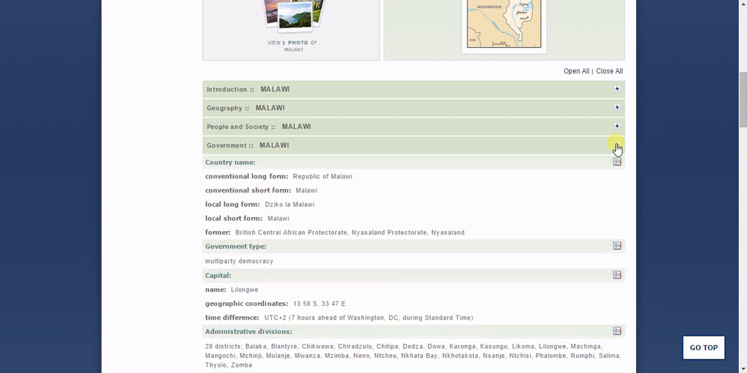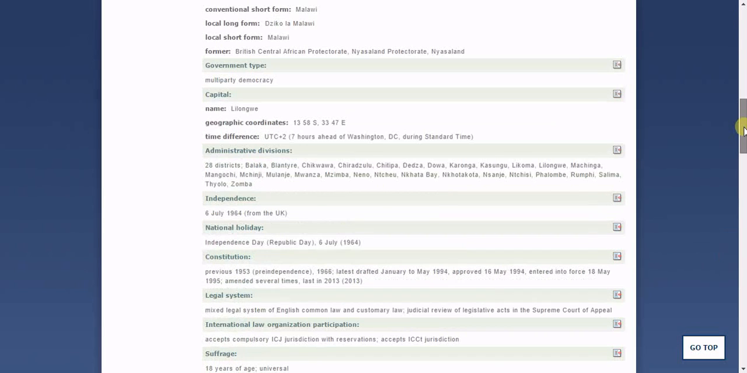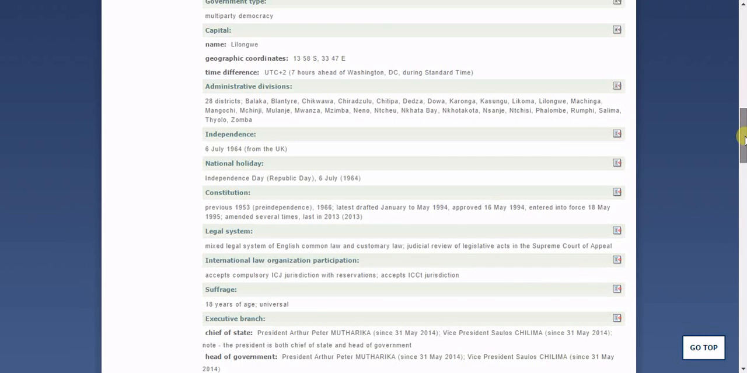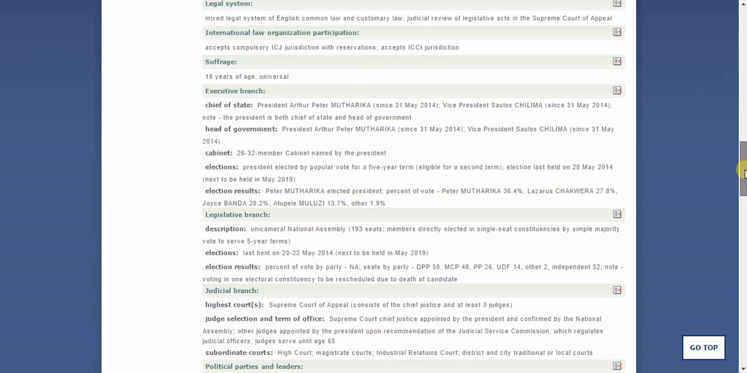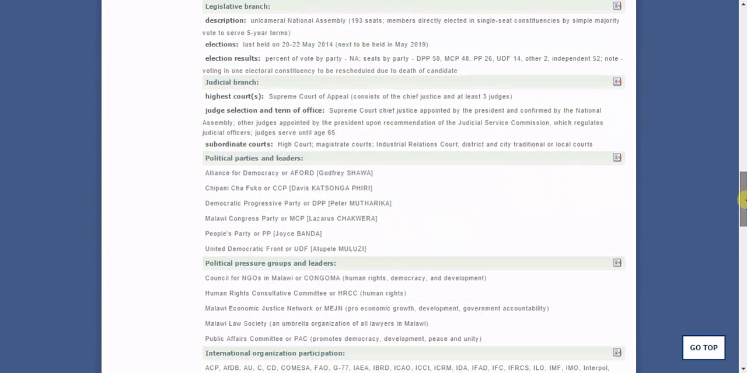The government: the long name is Republic of Malawi, and it tells you where the capital is, the coordinates of the capital, national holidays, and those sorts of information. It tells you about their executive branch and their legislative branch, just like we've learned in social studies this year. It tells you about their branches of government as well.